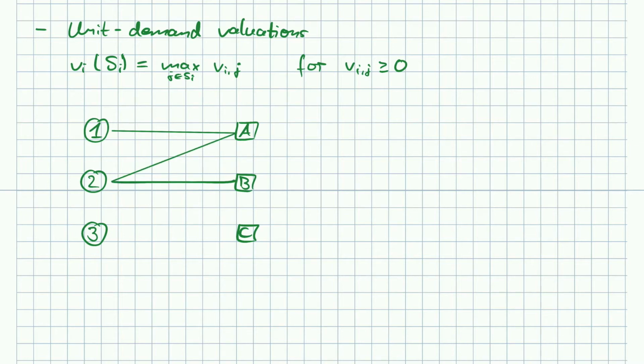So I'm now drawing only the edges in which a buyer has a non-zero value for the respective items. And then, for example, buyer 1 might have a value of 10 for the first item, no value for the other items. Buyer 2 might have a value of 5 for the first item and a value of 3 for the second item. Buyer 3 might have a value of 2 for the second item and a value of 1 for the third item.